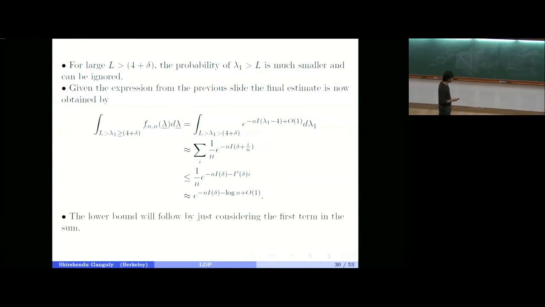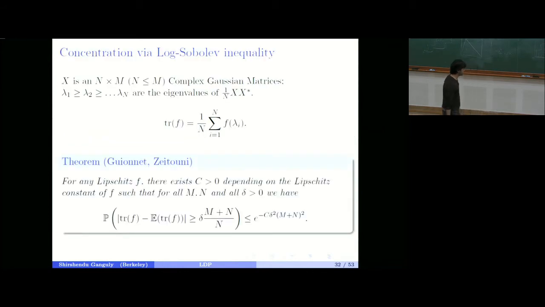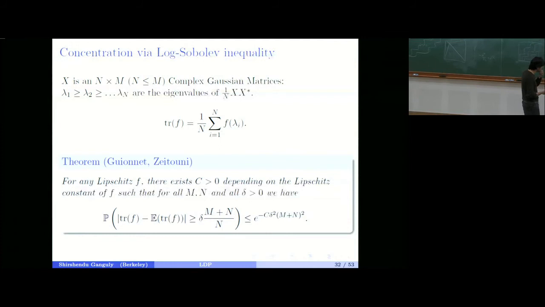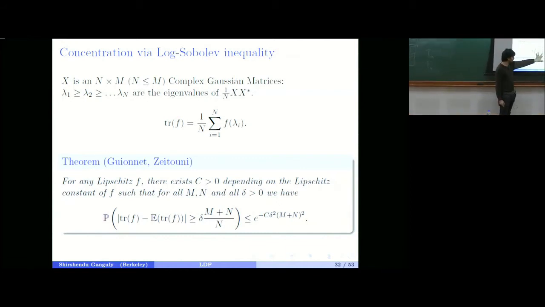So let's see. The lower bound again follows by the same logic. Okay, so what is exactly used to make this thing rigorous? One is this concentration of Lipschitz functionals for smooth linear statistics using log-Sobolev inequalities. This is the result by Alice Guionnet and Ofer. Where you look at the smooth linear statistic of this form, so lambda is again the eigenvalues, you look at the average of them. It turns out that they're super concentrated with Gaussian concentration, but near the expectation. So this is the random thing, which is a smooth linear statistic, and they have Gaussian concentration around its expectation.